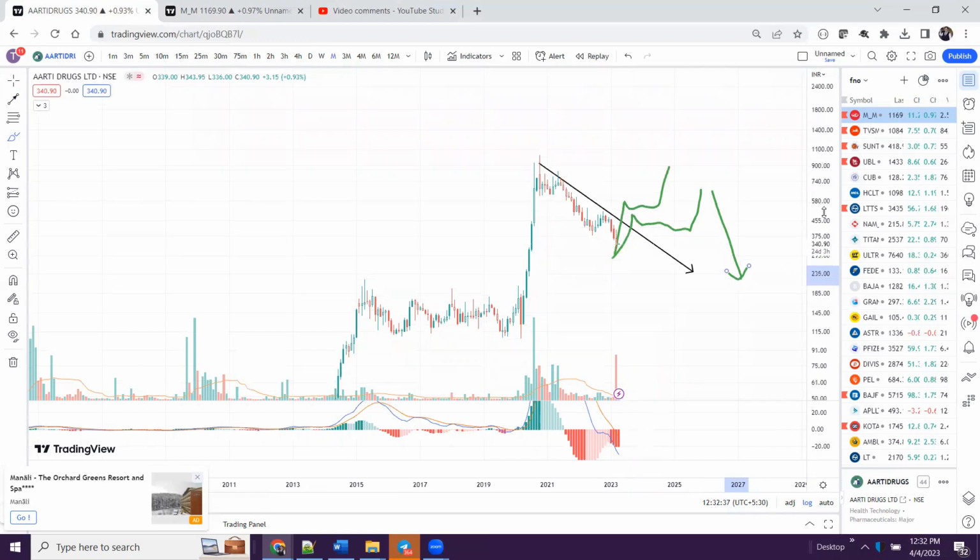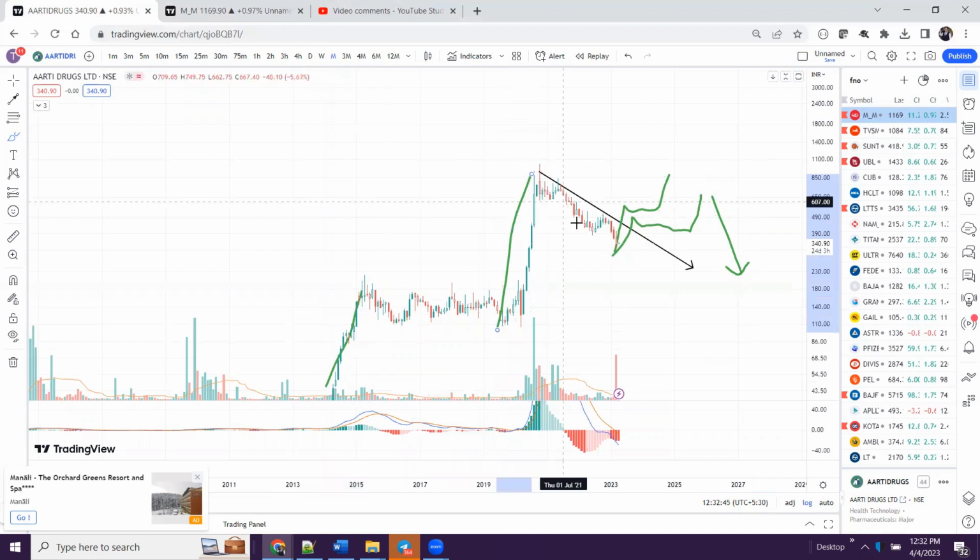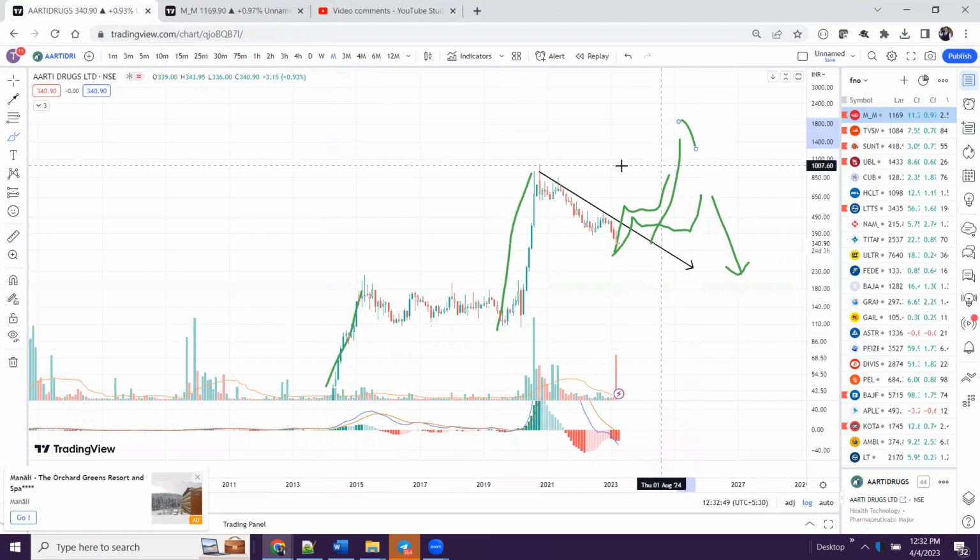I hope these points are clear. And in the long run also, you can see there is no divergence between this impulse and this impulse, which means the expectation is always that this will again go to the top.